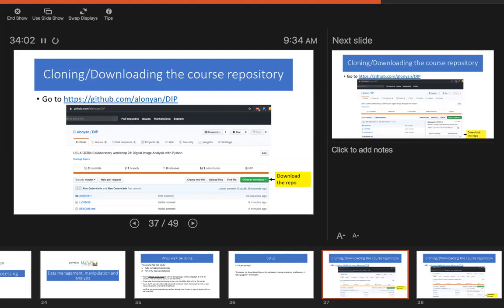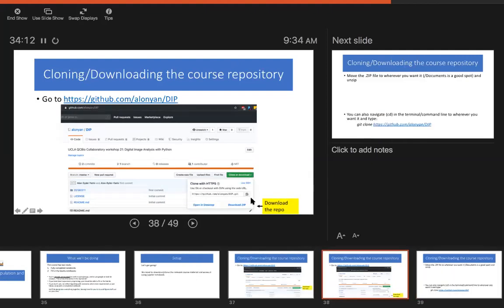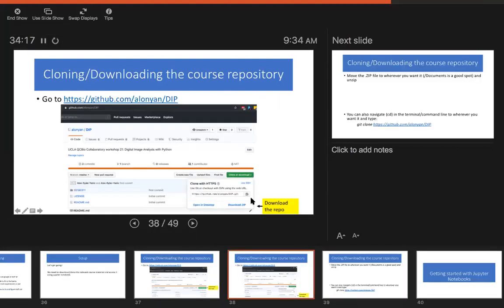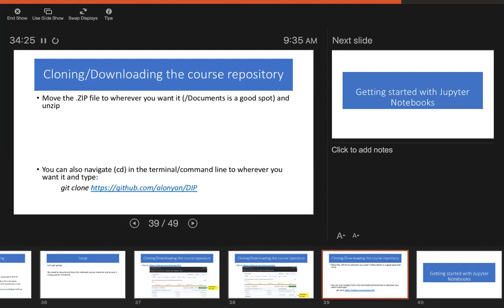Once you make it into this page, please click on clone or download. Then say download zip. Save that zip somewhere, like documents is a good place to save these things. You can save it wherever you want. Then unzip it, and you should have a folder with all of the relevant coursework on your computer. Does everyone have a folder with all the relevant coursework on their computer?